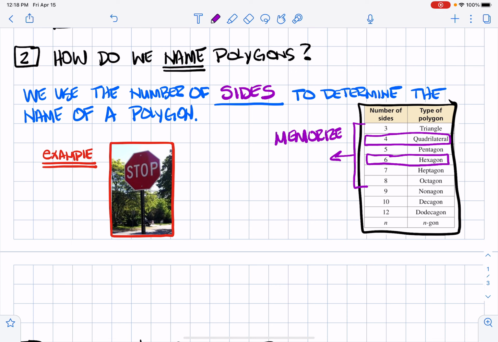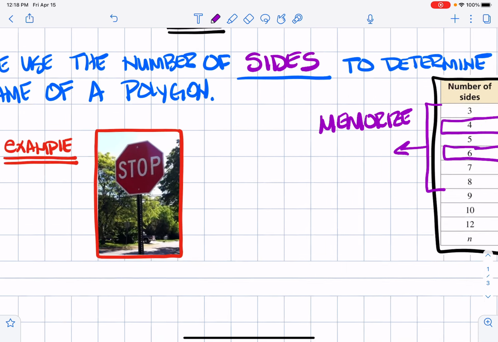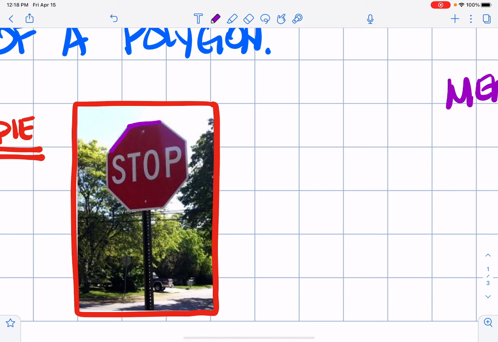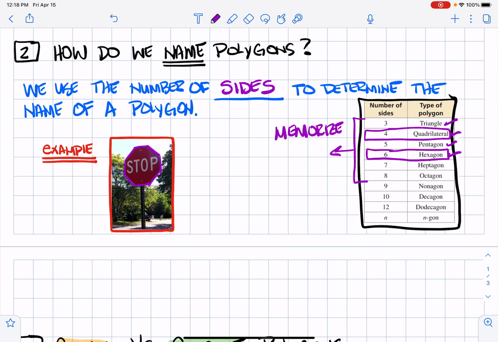So have the first 8 by name, like 3 through 8, sorry. So if a polygon has 3 sides, you know it's a triangle. 4 sides, quadrilateral. 5 sides, pentagon. 6 sides, hexagon, so on and so forth, okay? So if we look at this stop sign over here, this stop sign has how many sides? Let me zoom in for you. Okay, this stop sign has 1, 2, 3, 4, 5, 6, 7, and 8. So if the stop sign has 8 sides, we call that an octagon, right? So 8 sides has an octagon.